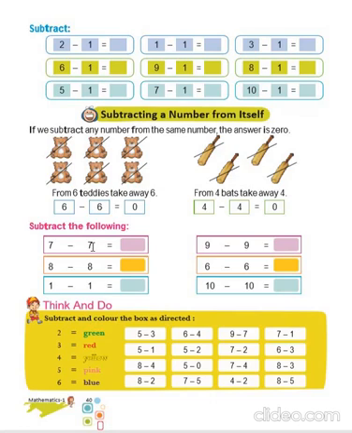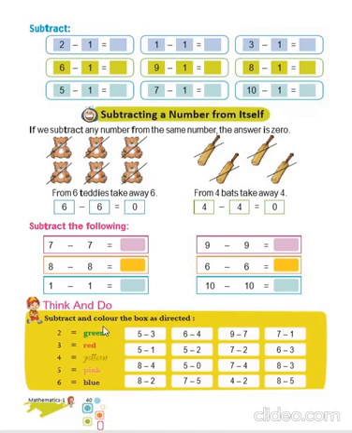7 minus 7 will be 0. 8 minus 8 will be 0. 1 minus 1 will be 0. 9 minus 9 will be 0. 6 minus 6 will be 0. 10 minus 10 will be 0. Now, subtract and color the box as directed.